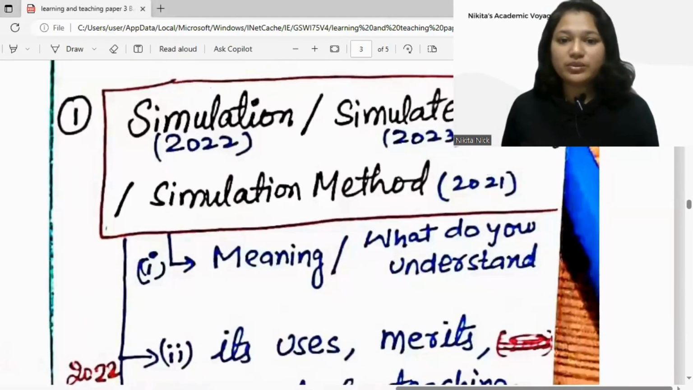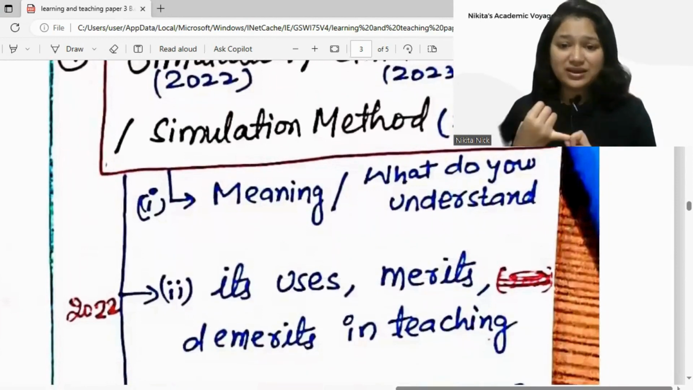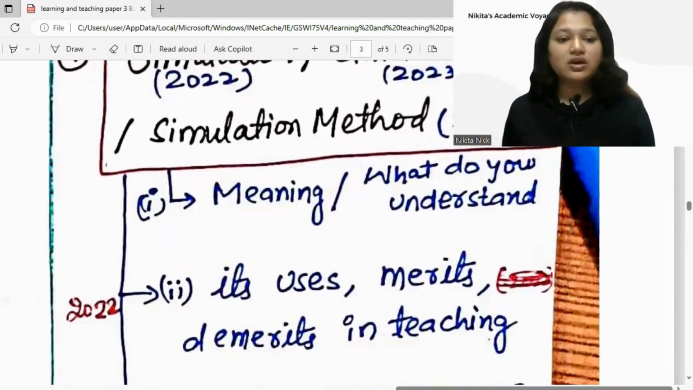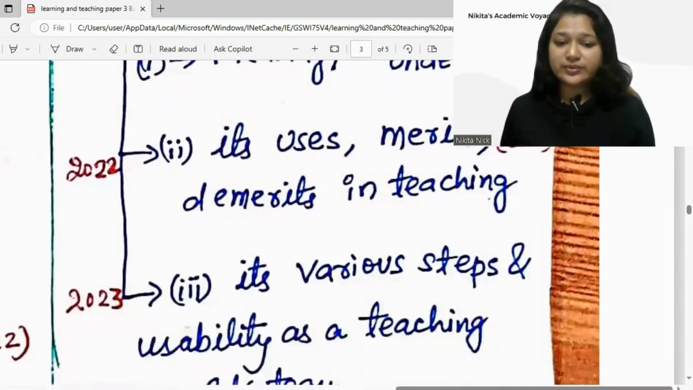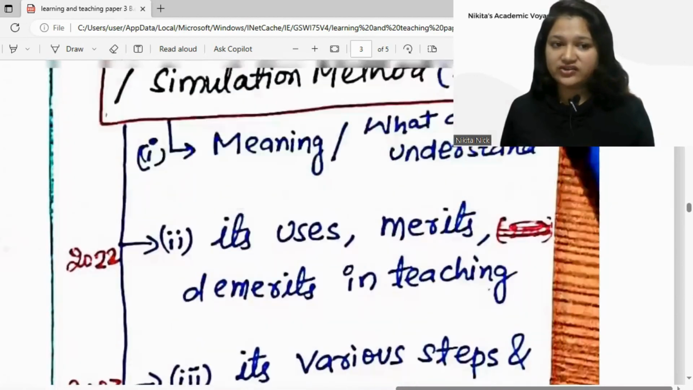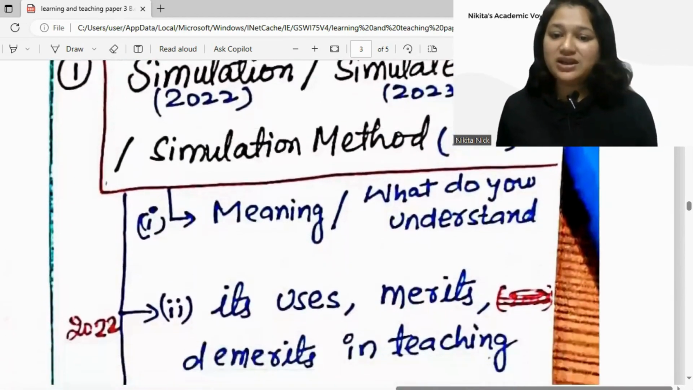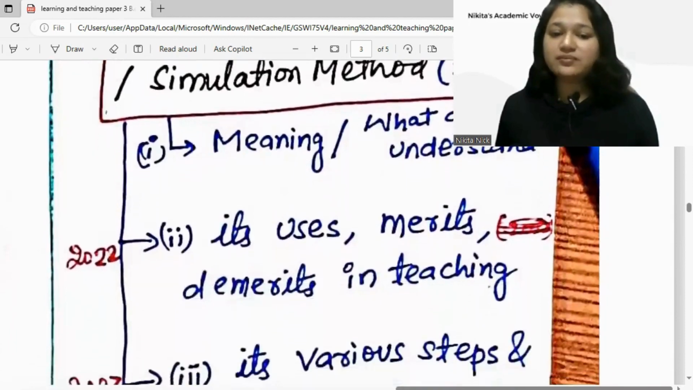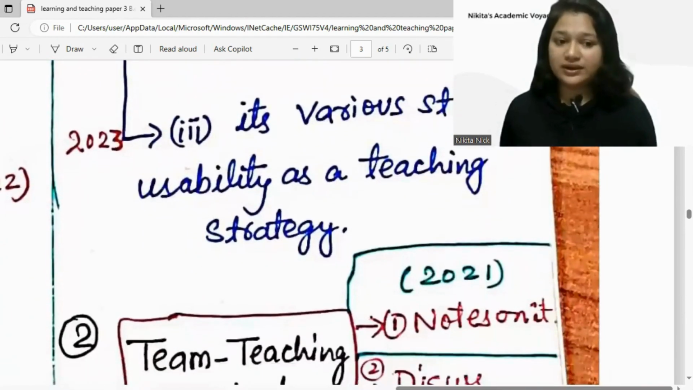How did they ask about simulation or simulated teaching or simulation method? They asked the meaning, what do you understand by it? What are the uses? What are the merits and demerits in teaching? What are the various steps and usability as a teaching strategy? So you can see it has been repeated 3 times. So meaning, uses, merits and demerits, various steps, usability as a teaching strategy. So you have to complete it thoroughly.